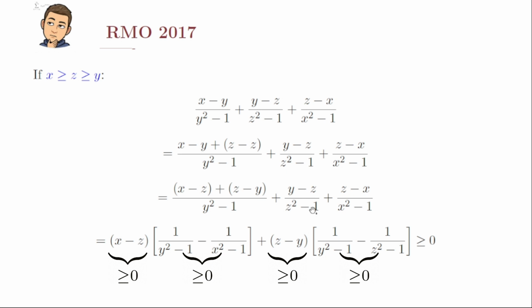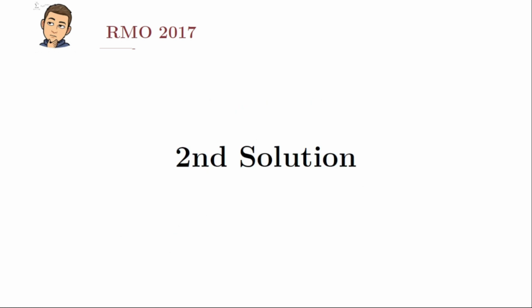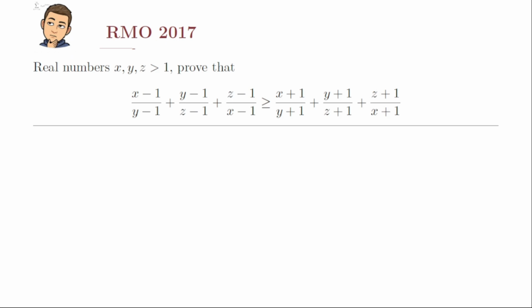So we have proved this inequality. This is the first solution for this RMO problem. And now let us move on to the second solution. Now this solution is quite interesting and it is quite short. We use a substitution for this second solution.